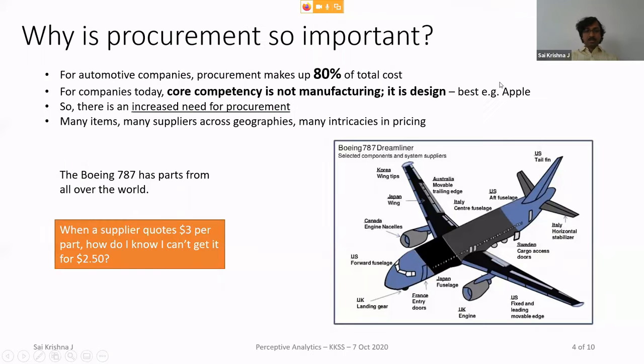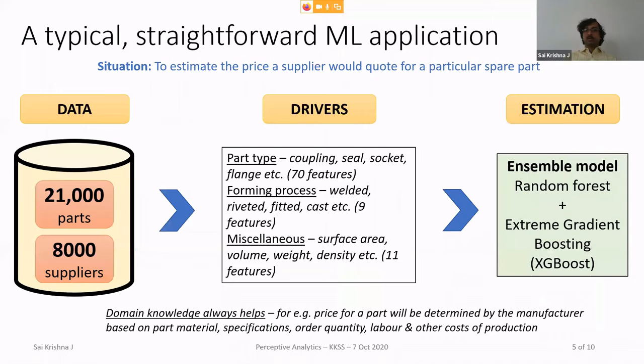So like I said here, right? So when a supplier quotes $3, so tomorrow I'm going to a supplier and I need to procure some part A, okay? And that supplier is saying, hey, this part A, I will sell it to you, but you have to pay me $3 per part. So how do I know I cannot get it for $2.50? So I need to have some estimate or some calculator with me. And what we have to do is we have to build that calculator. So how do we do that? So that is where the machine learning algorithms and all these techniques help us, and using that machine learning algorithm, we will estimate the price a supplier would quote for a particular spare part.